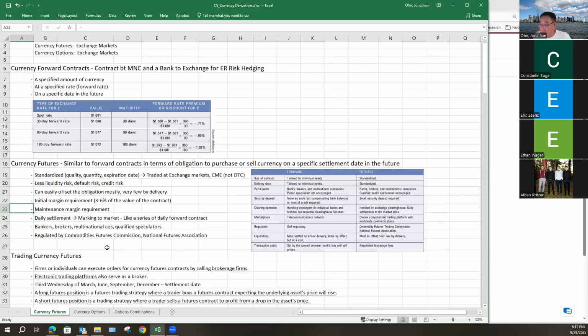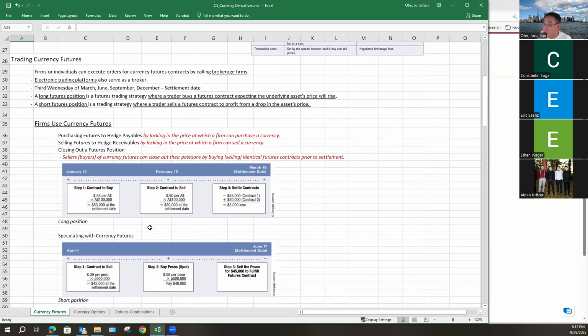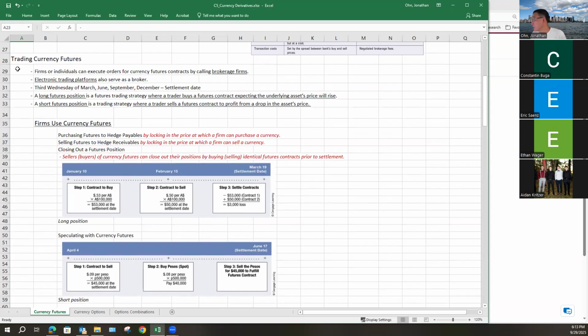Okay. And then regulated by the Commodity Futures Trading Commission and National Futures Association, because they are traded in an exchange market. You have to follow that. And this is a more detailed description of it, but that is mostly included in here. All right, let's talk about some actual trading examples, trading currency futures.